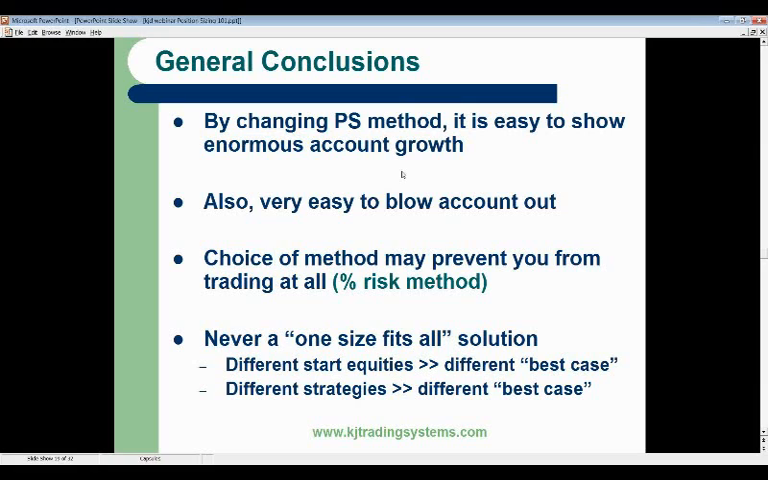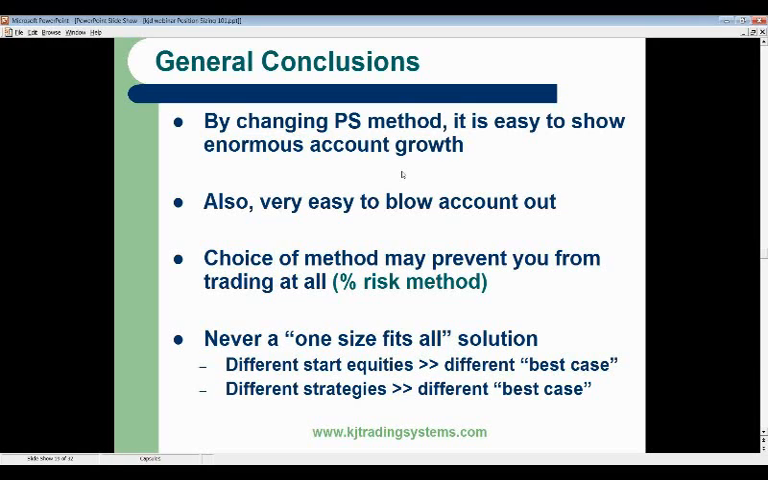But the flip side is it was very easy to blow out accounts with Martingale and the Kelly method. Third point, and I didn't show it on the chart, but with the percent risk method, if it's low enough, you might not be able to trade at all. It'll tell you the number of contracts to trade is 0, because you're risking too much of your account equity on any particular trade to trade at all. So that's something to keep in mind.